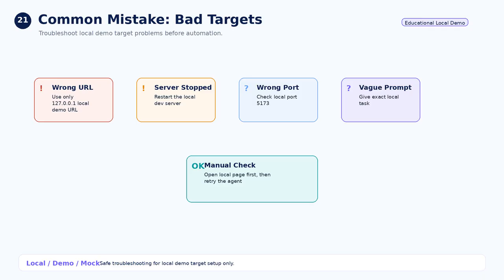If the prompt is vague, the agent may not know the intended scope. Use exact localhost URLs in the tutorial prompt. Check the page manually before using browser automation.